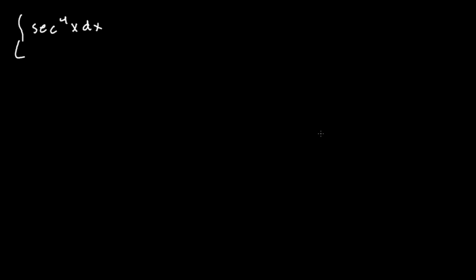All right, let's go ahead and solve for the integral of the secant to the power of 4. First thing we want to do, separate the secant into secant squared times secant squared.